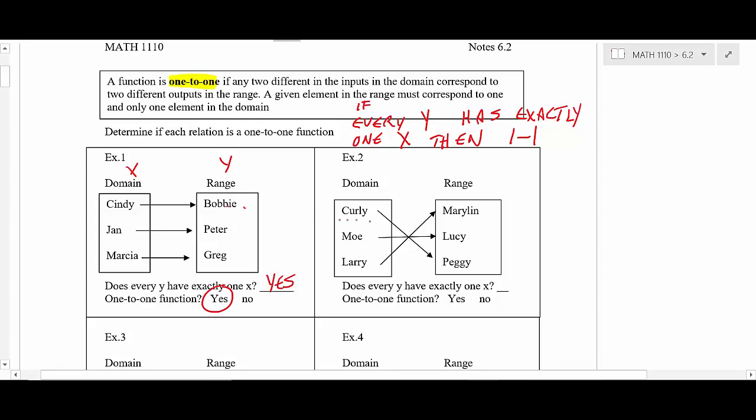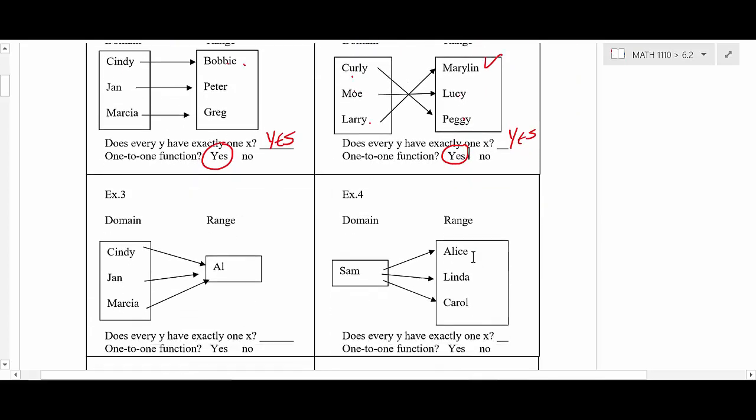All right? So let's take a look at this. You start here. Marilyn, how many x's? 1. Lucy, how many x's? 1. Peggy, Curly. Okay, that is yes. So that is a one-to-one function. That's what it looks like, okay? Every y has exactly one x.